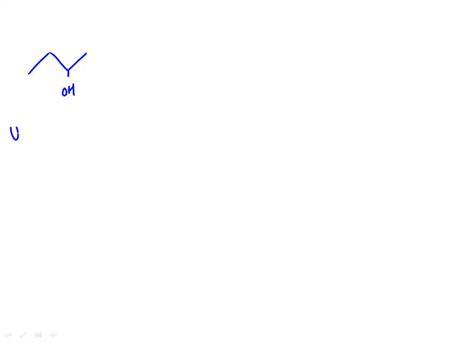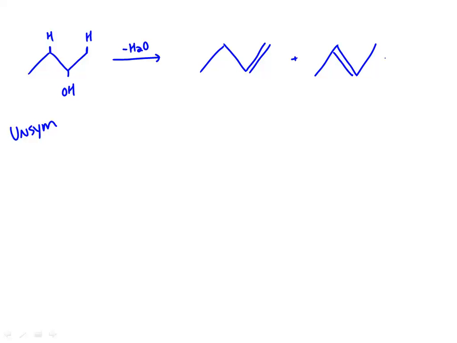This is unsymmetrical. And so in this case, I can lose that hydrogen, or I can lose that hydrogen. And so I get two different products, depending upon which one is lost. And then what do we know is the favored one in this case?